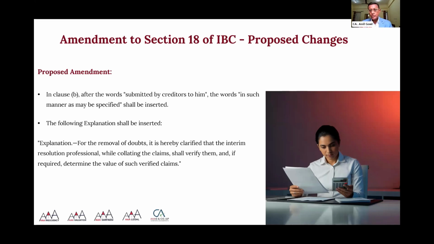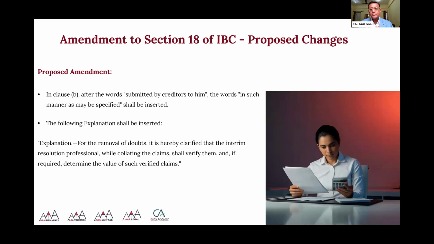Now, what is the change? The change is that the claims will be verified during the CIRP or even the creditors-led resolution process. Once the claims are verified, including their valuation, thereafter, during liquidation, there is no need of verification of claim again. It is only required to update. If there is any change, it is only required to update. So that is a very big change.